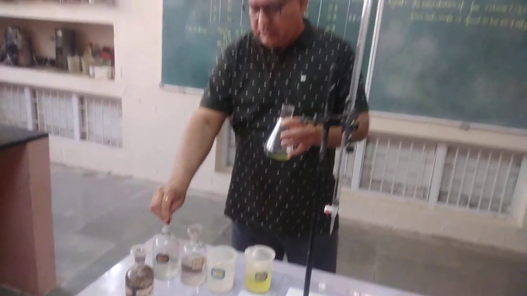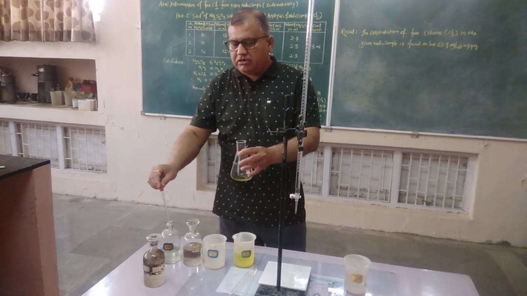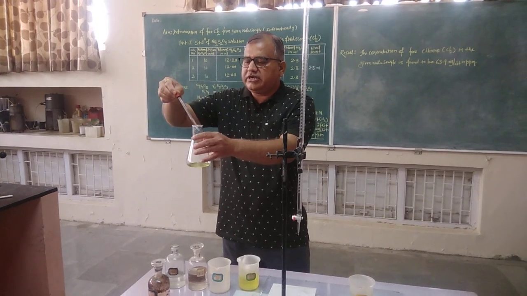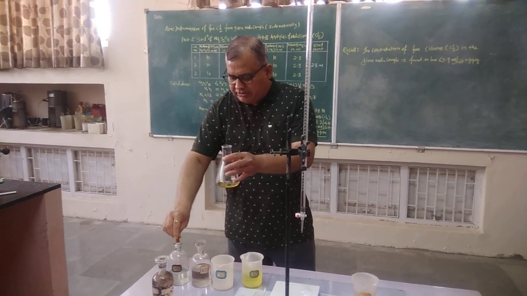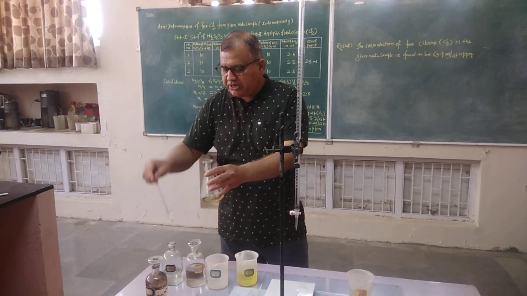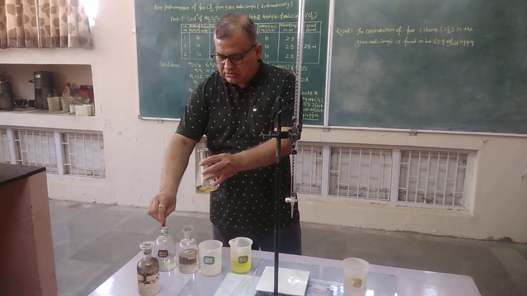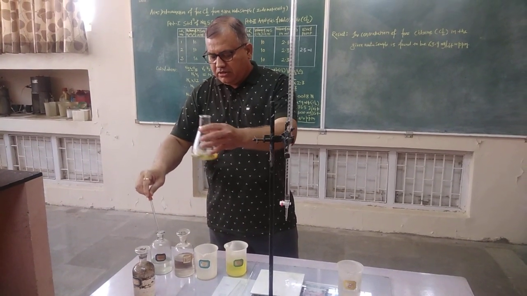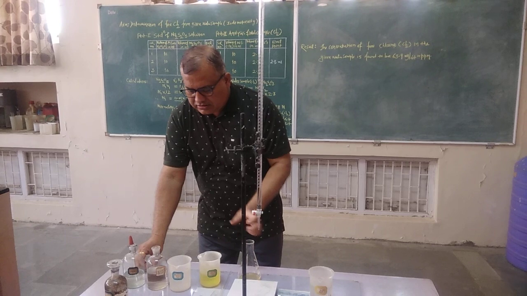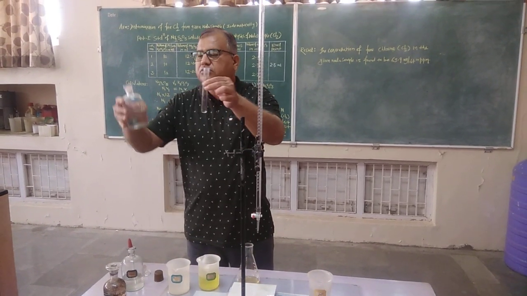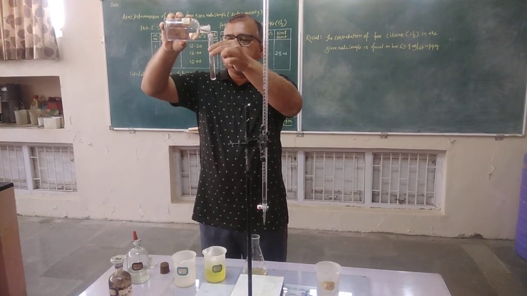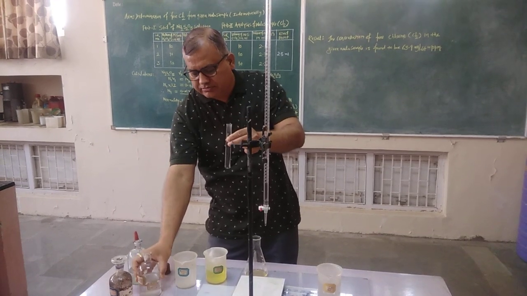Then add concentrated HCl, 5 to 7 ml. Means you add this amount of solution 3 times like this, approximately. This is nearly equal to 5 to 7 ml. In this way add the HCl solution and then add half a test tube of freshly prepared KI solution.